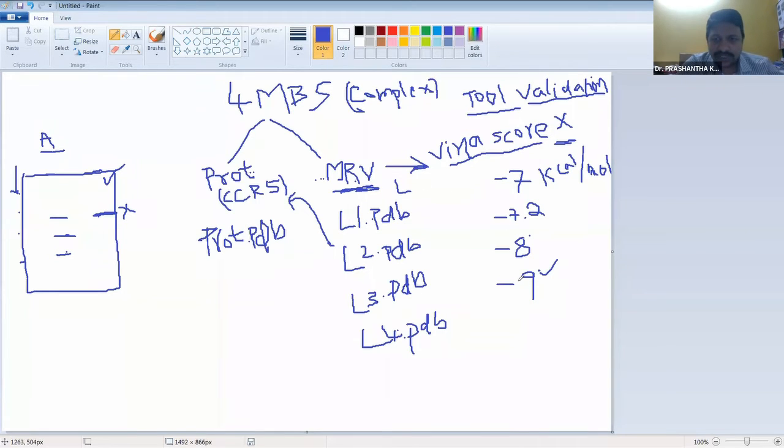Then we check what the Vina score is. If the MRV has -9, the first ligand L1 has -8, the second ligand -7.2, the third ligand -7, and the fourth ligand, let us say, -10, for example, then we will know that Maraviroc has -9 but our ligand has -10. So L4 is better than the other ligands. That is the first information from the score. But we can also check the hydrogen bond interactions, where they are. Then you will decide which one. With time, I will explain how you can decide which one is better.